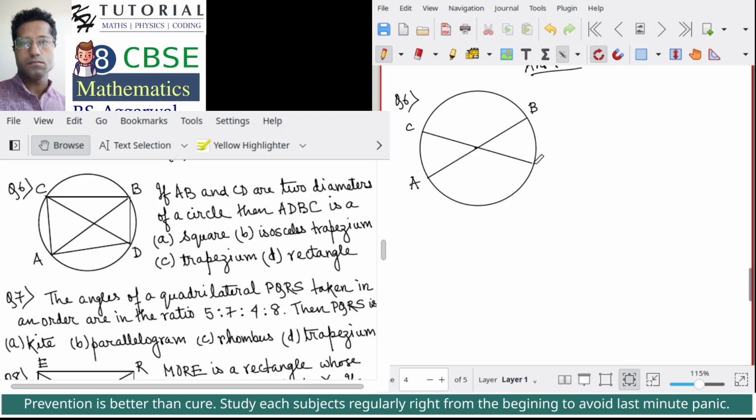They are both diameters, so they will pass through the center. Let's say O is the center. Now it is asking about the quadrilateral ADBC. What kind of quadrilateral is this? That is the question. So what do we have? The only information we know is that AB and CD are diameters. So we can clearly say that OC will be equal to OD and AO will be equal to OB, and these are the radii of the circle. So we can see that the diagonals of the quadrilateral ADBC are being bisected.